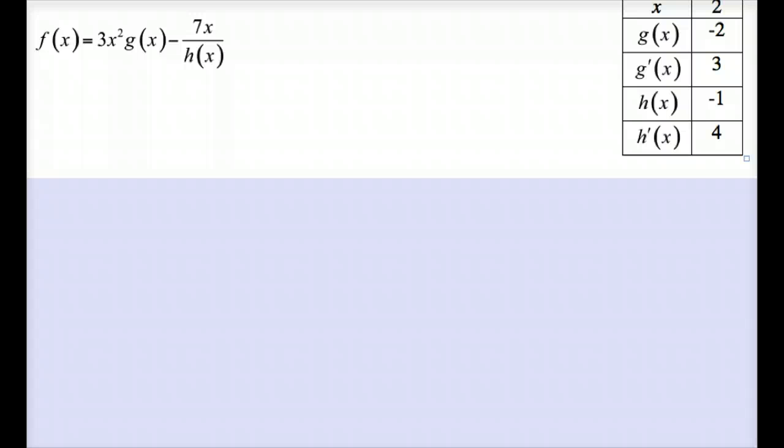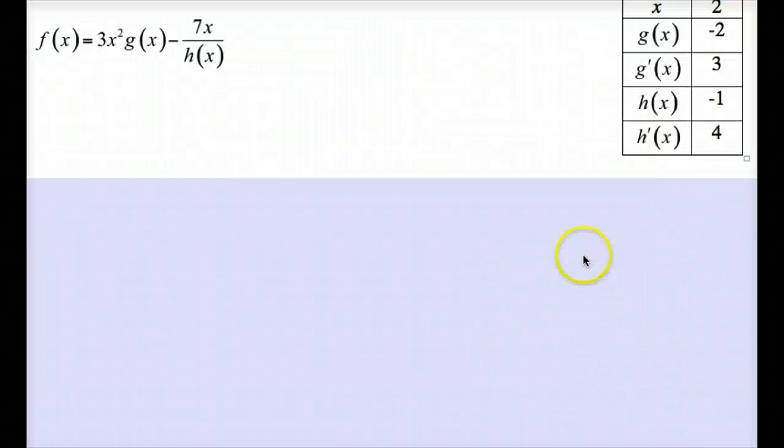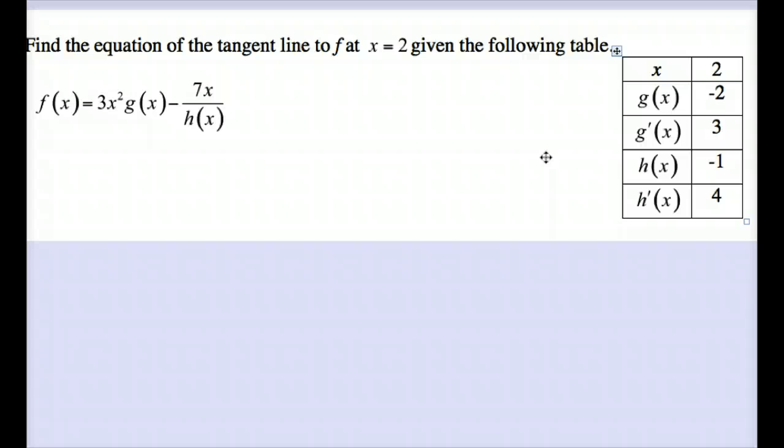Alright, so let's take a look at this problem now. And as you can see, this uses a chart. Let's go back in here. So let's go ahead and take a look at how we can solve this problem. It says find the equation of the tangent line of f at x equals 2 given the following table.